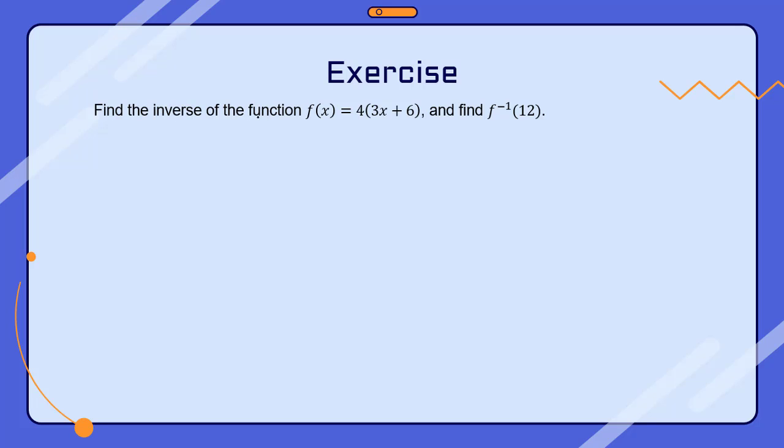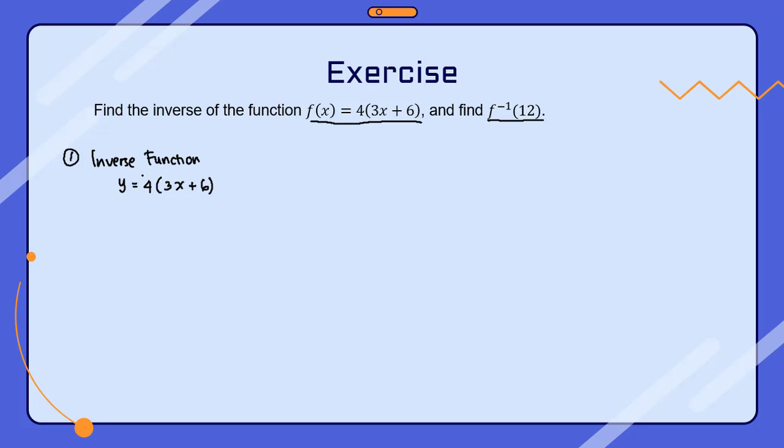Now let's do an exercise. I have a question here. We have to find the inverse of the function 4 multiplied by 3x plus 6, and also find the inverse of the value 12. So let's start with the first question, to find the inverse of the function. I will show you the easiest way to solve this question. We have a function y is equal to 4 multiplied by 3x plus 6.